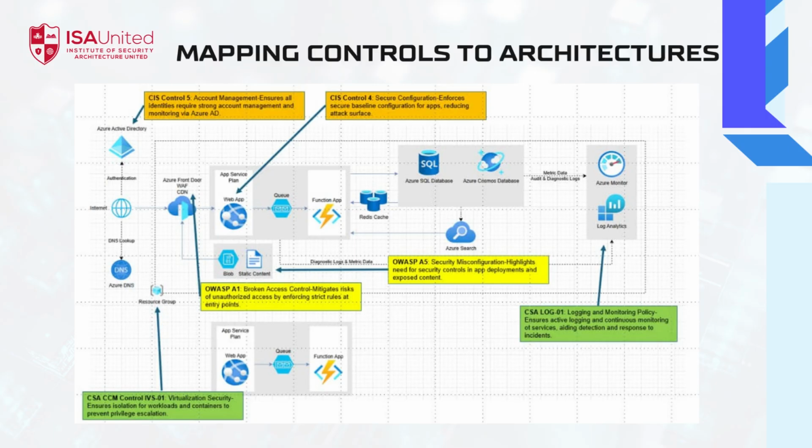Mapping controls to architectures. One of the most important skills for a practitioner is mapping controls to the actual architecture. Where in the network do CIS controls belong? What CSA controls safeguard cloud, APIs? Which OWASP measures fit into your dev pipeline? This mapping ensures no coverage gaps and makes security design tangible.